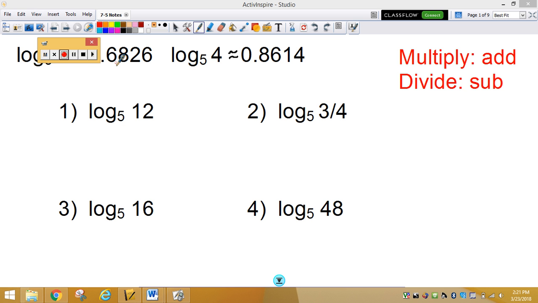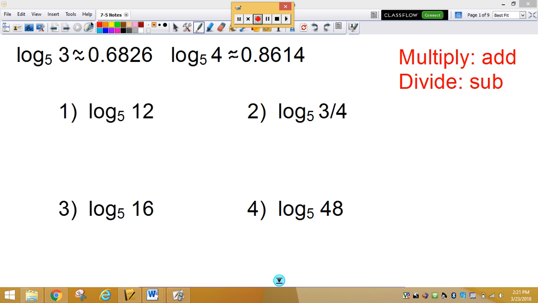Okay, so this is your last little unit. These are properties of logs. So let's just go ahead and start it out. First part of your worksheet will give you some logs and what they approximately equal. And then using these numbers, we are going to solve these problems.